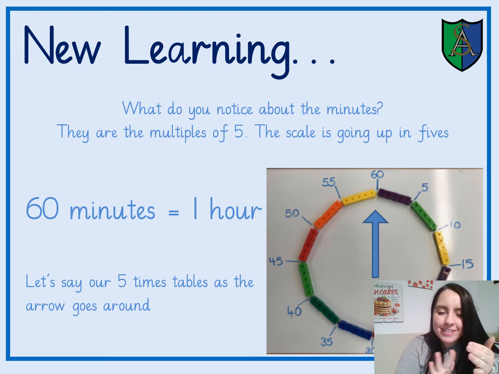It goes nice and smoothly around the clock, but I'm sure you got the general idea there, that as we go around the clock we can count in our multiples of 5 until we get to 60, and then the cycle begins again, because that would be 1 hour complete and the next hour would be beginning.